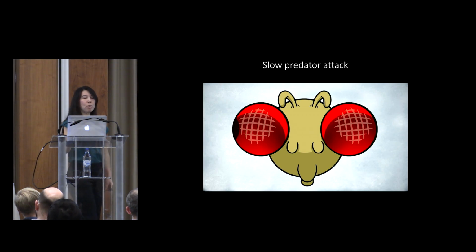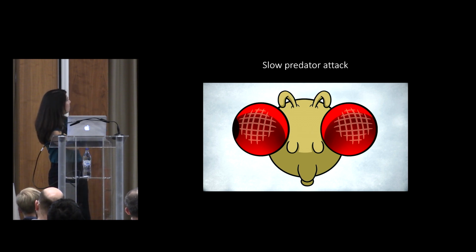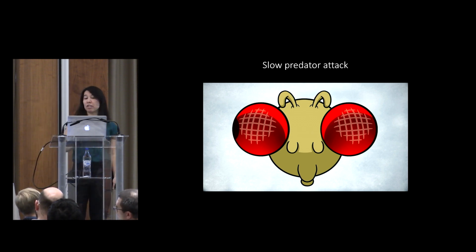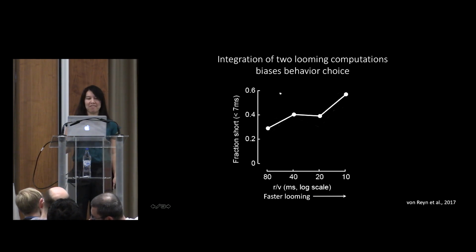And so let me just show you a quick cartoon to maybe summarize how we think this works. So in the case of a slow predator attack, the computer will freeze. There we go.